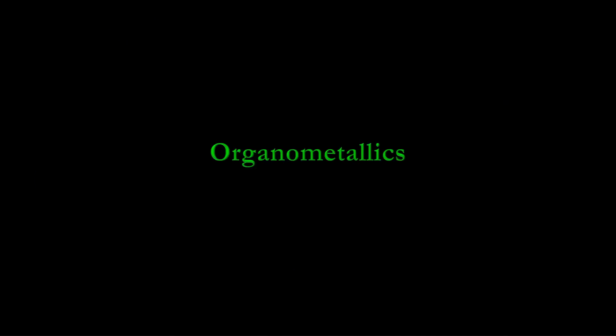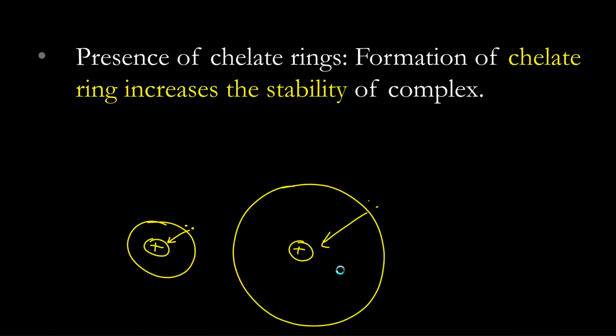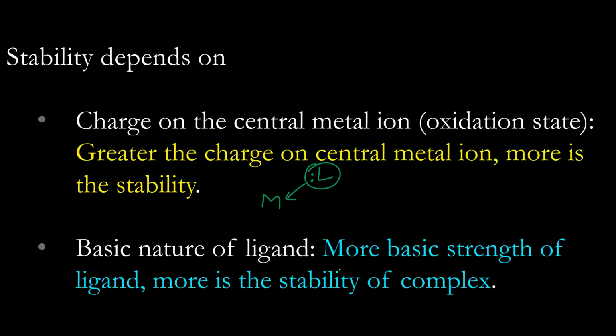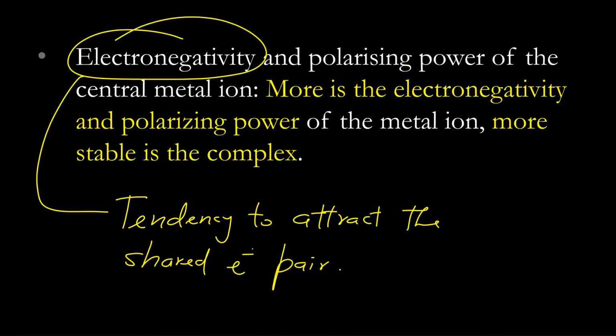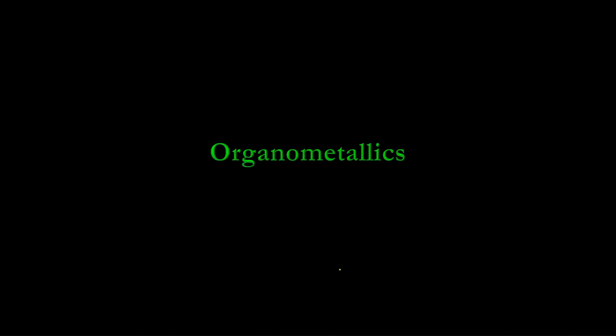Next topic, organometallics. I am just going back because this is asked and students are not able to answer it quite frequently. First, I talked about oxidation state: higher the oxidation state, more stable. Higher the basic character, more stable. Chelation is more stable, and higher the chelation, even more stable. Then I talked about smaller the metal atom, because the electron will be closer to the nucleus. And then the electronegativity and polarizing power of the central metal atom. Higher these two, higher will be the stability.